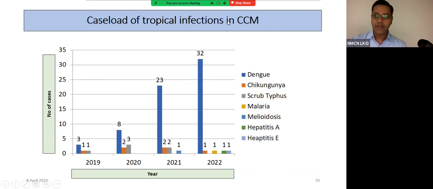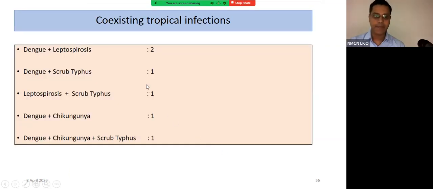Caseload of tropical infections in CCM. Here in this graph, we can see that dengue is represented by blue color, chikungunya by yellow color, scrub typhus by gray color, malaria by yellow, and henceforth melioidosis, hepatitis A, and hepatitis E. As we can see that over the years, the number of cases of dengue getting admitted in CCM is increasing, along with cases of chikungunya, scrub typhus, melioidosis, malaria, hepatitis A, and hepatitis E.